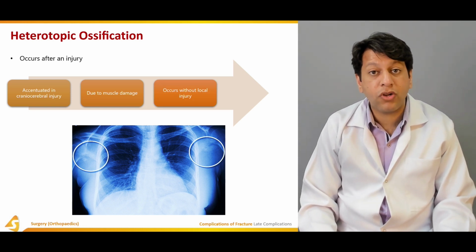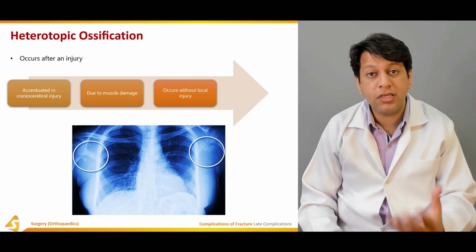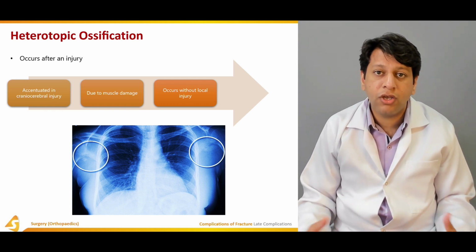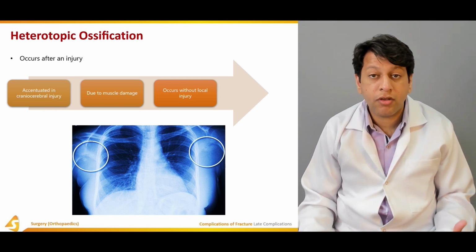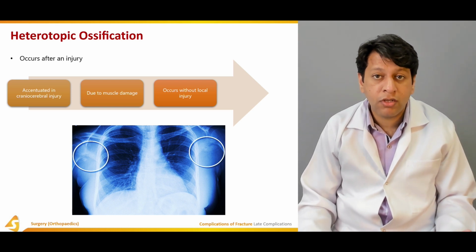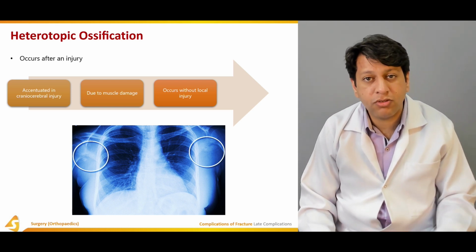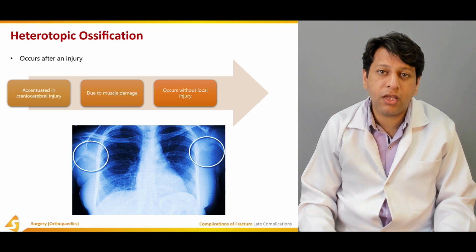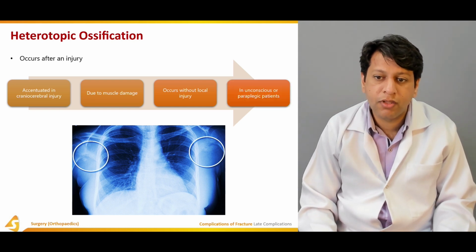and usually occurs without local injury. For example, a patient may have a spinal cord injury or a head injury, but you see ossification around the hip, shoulder, elbows, or even the knees. Although the knees are usually rare, they can also get affected.